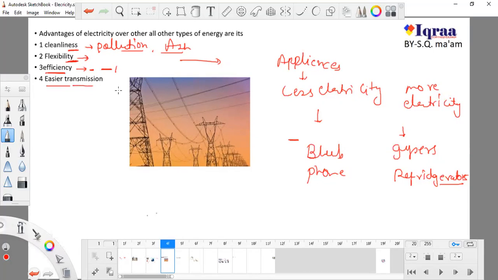And easier transmission means you can see that these are wires, and a wire which is less than 1 inch thick can conduct electricity.